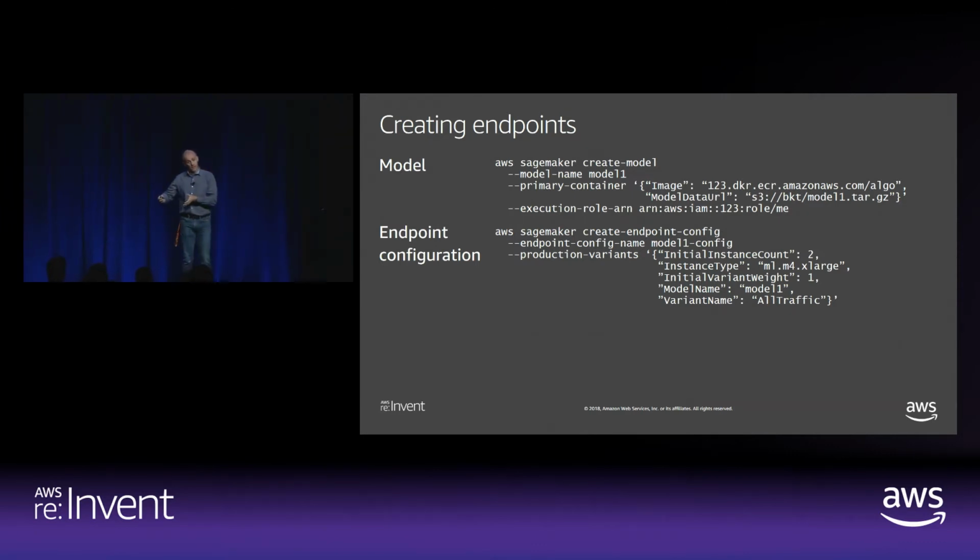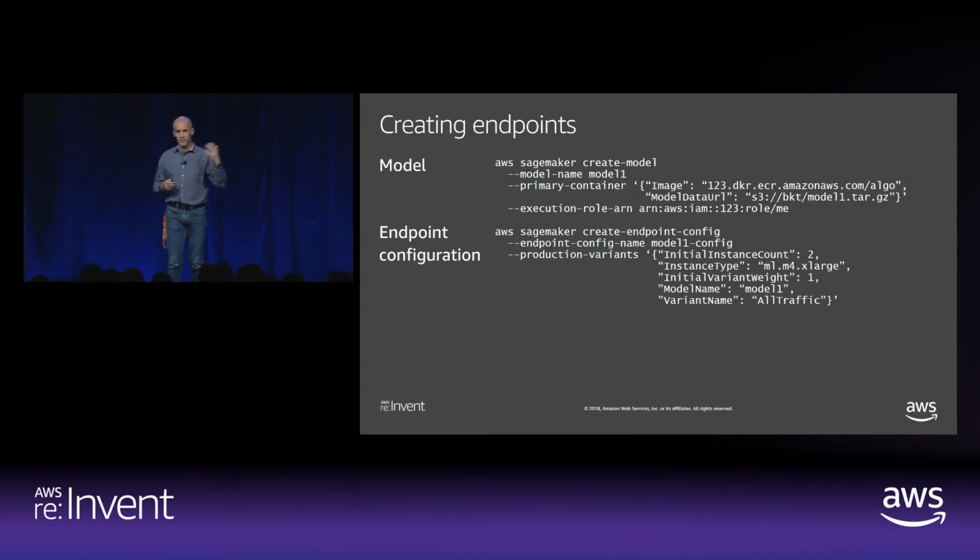Now, the other part is, now that I have a model, I want to tell SageMaker what kind of infrastructure I want to serve that model. And we call that an endpoint configuration. Think of it as a blueprint to create an endpoint. And in this case, we are calling that configuration model 1 config. And we're saying, I want to base it on a particular instance type, ML M4 extra large. I want to start with 2. And I want this particular system to serve model 1. And there's something else about the weights, which we're going to talk about in a second.